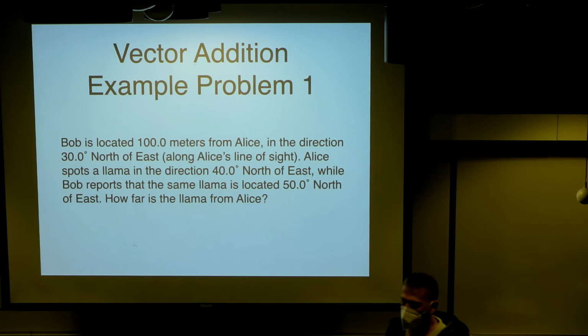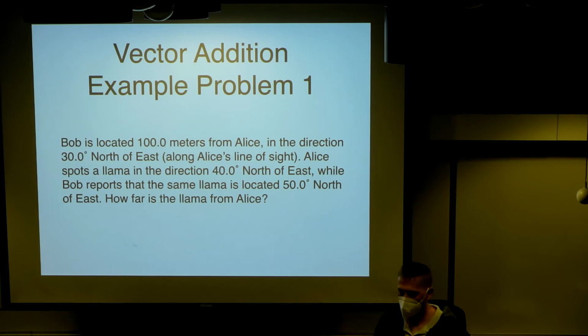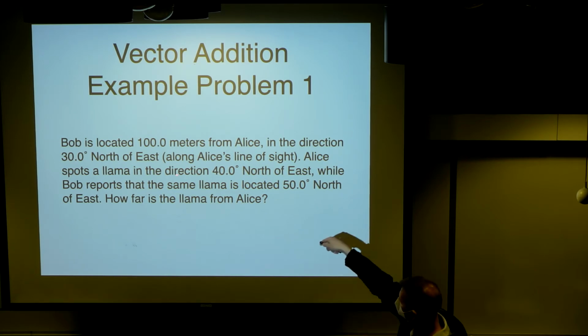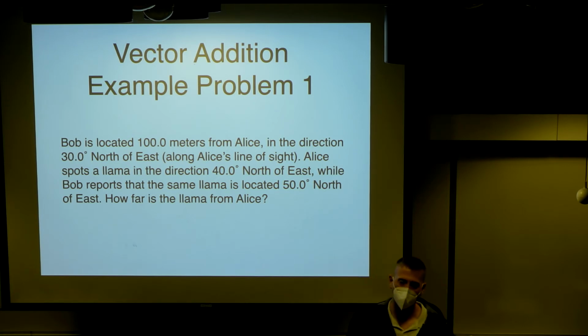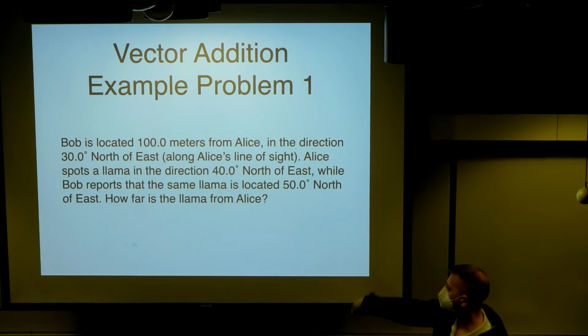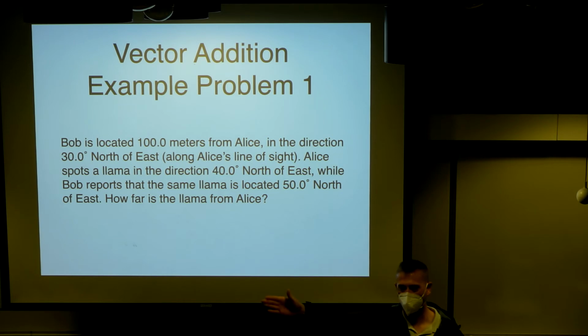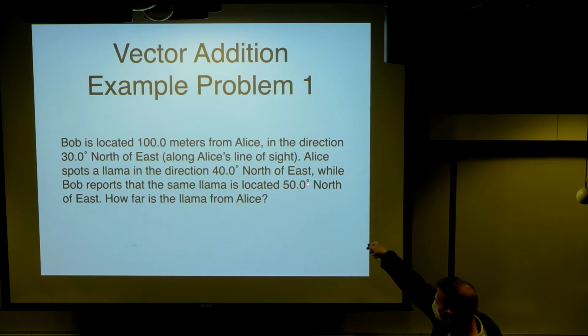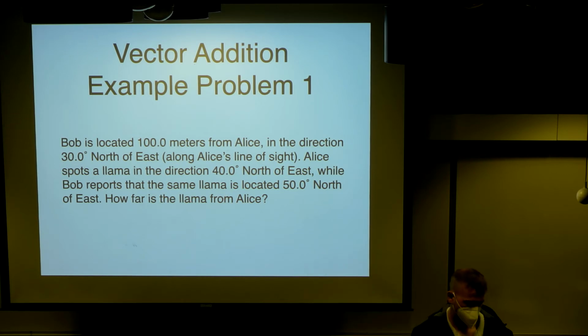That means if Alice was to look out and see where Bob is, she would be looking in a direction 30 degrees north of east. Alice then looks out and she sees a llama off in a direction 40 degrees north of east. But then Bob looks out, he sees that same llama, but he says that it's in a direction 50 degrees north of east. So how far away is the llama from Alice is the question.